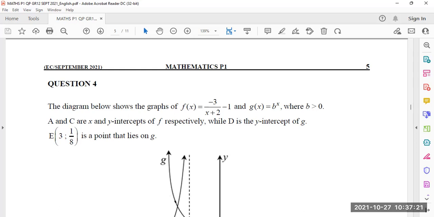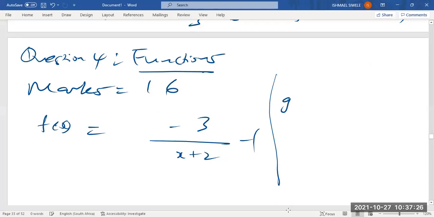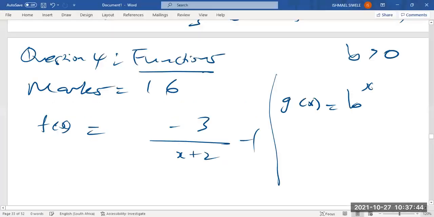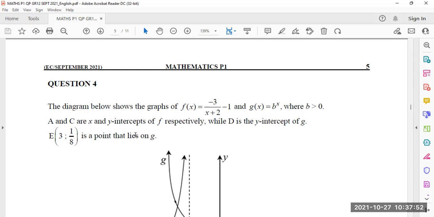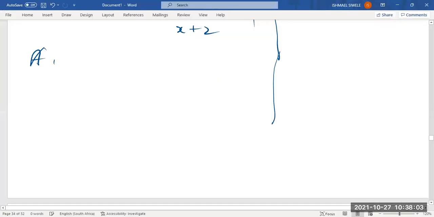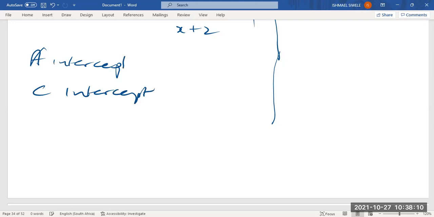Graph of g of x. g of x is b exponent x, where b is greater than 0. So I'm just writing down what they have put in there. A and C are x and y intercepts of f respectively. So A is an intercept, C is also an intercept, right? So these are intercepts. That's what they're saying here.